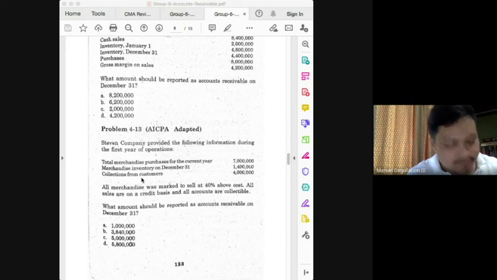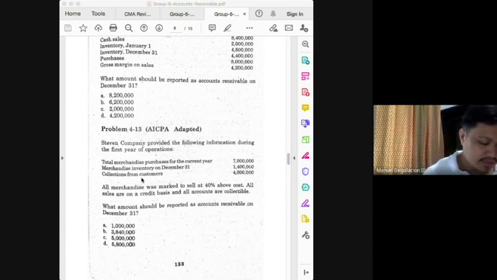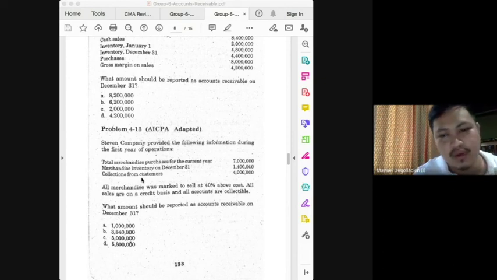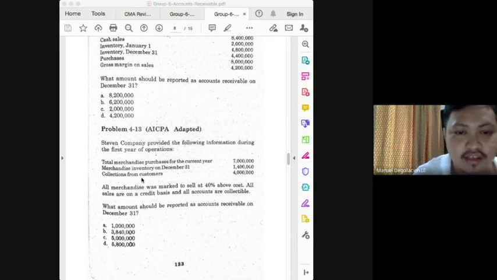So if the cost of the inventories that were sold is 5,600,000 and the markup is 40% above cost, we just have to multiply 5,600,000 times 140%, or multiply it by 1.4. Okay, the goal here is to add an additional 40% to the 5,600,000. So that means our sales for the year was 7,840,000.